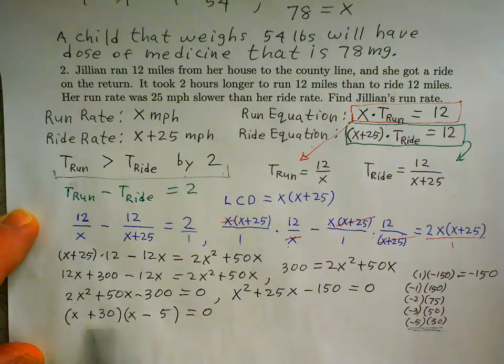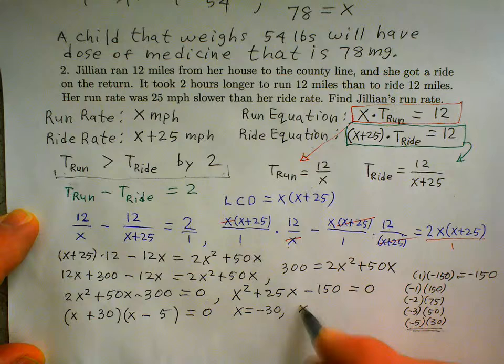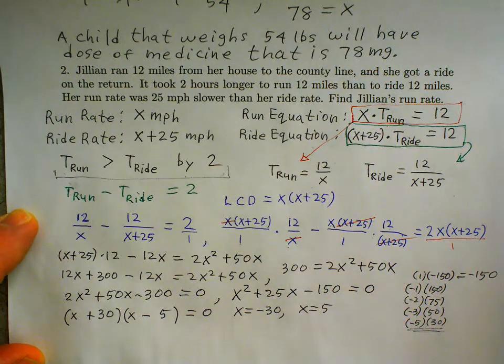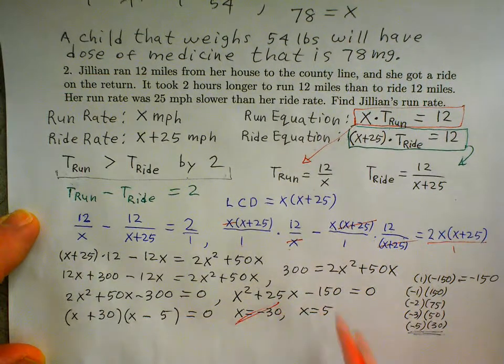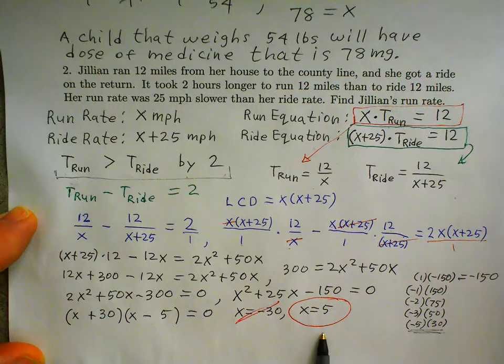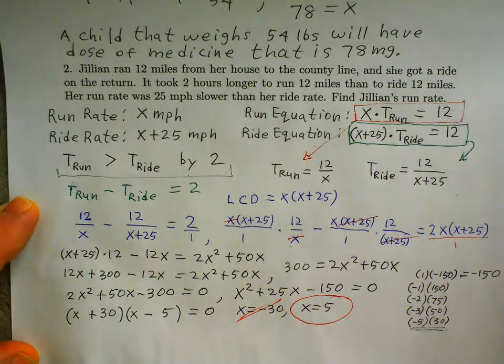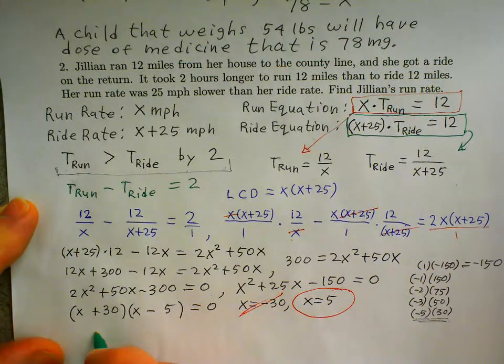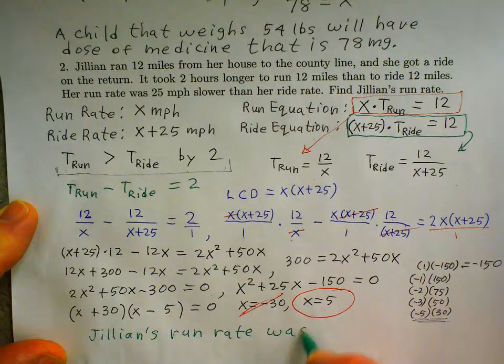And this equation has two solutions. One is negative 30 and the other one is positive 5. But in this problem, only the positive solution makes sense. So 5 miles per hour, we can summarize and say Jillian's run rate was 5 miles per hour.